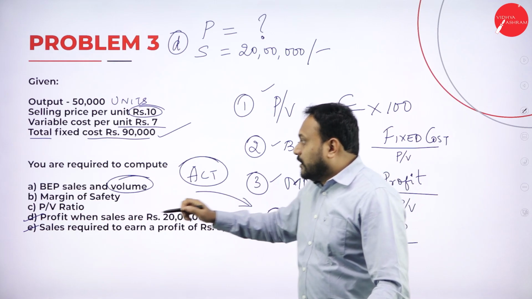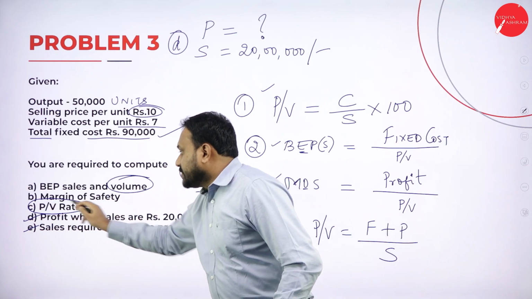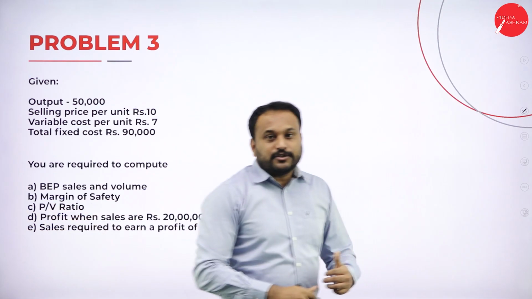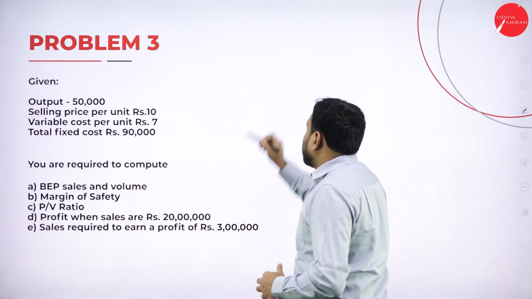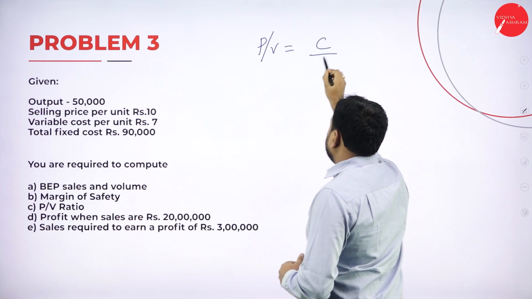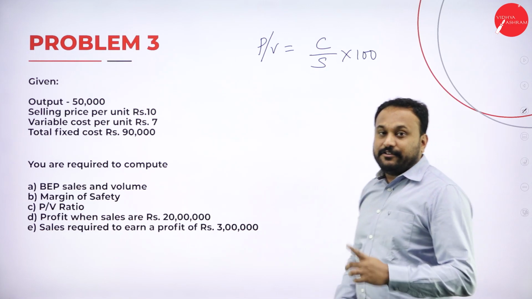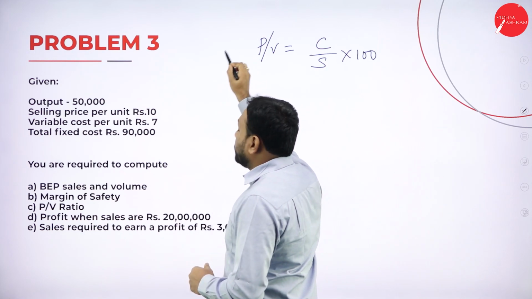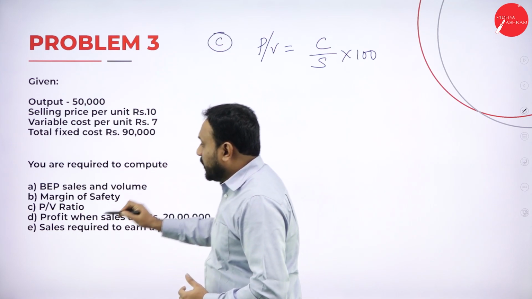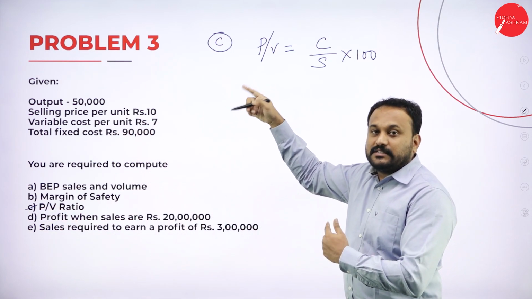So, before solving BEP or margin, what do I need to solve first? PV ratios. Before solving all, I need to solve that first. So, let me erase everything here. Understand here, PV. You write here, PV is equal to contribution divided by sales into 100. So this is my first formula. But here, instead of writing A, B or something, I'll write here C. The reason is this is the C question and we are solving the C answer.